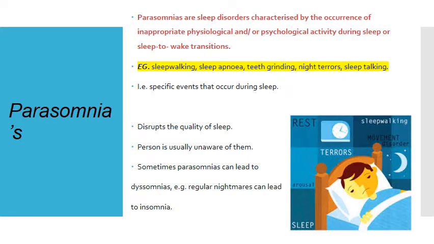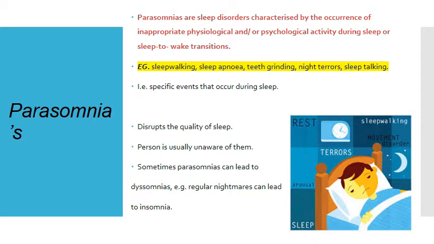So the first thing we're going to talk about are parasomnias. Parasomnias are sleep disorders characterized by the occurrence of inappropriate physiological and psychological activity during sleep or sleep-to-wake transitions. Examples are sleepwalking, sleep apnea, which is snoring, teeth grinding, night terrors, and sleep talking.